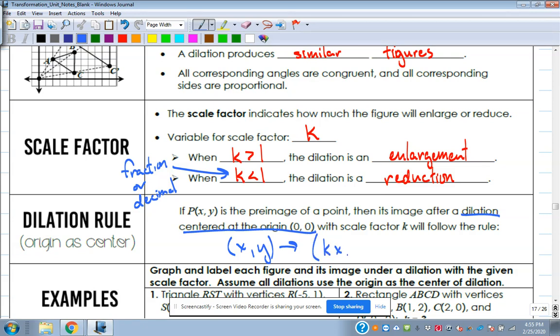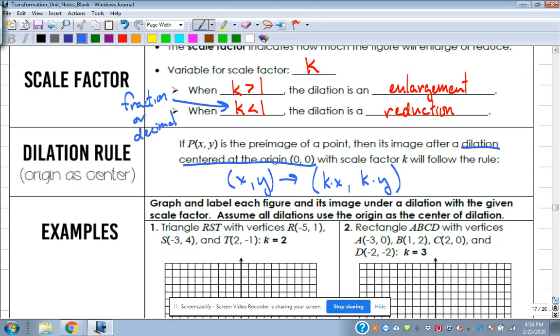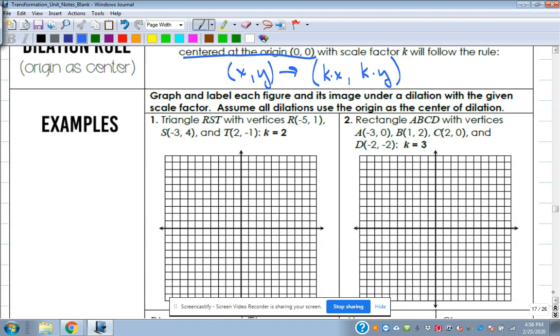It will multiply times x, and it will multiply times y. Whatever your x value was, multiply it by the scale factor. Whatever your y value was, multiply it by the scale factor. That gets you your image ordered pair. It's a really simple process. Nothing too exciting about this. When you're centered around the origin. If you're centered around a different point, it kind of changes things a little bit, depending on what the orientation of that point is to your particular figure that you're dealing with.